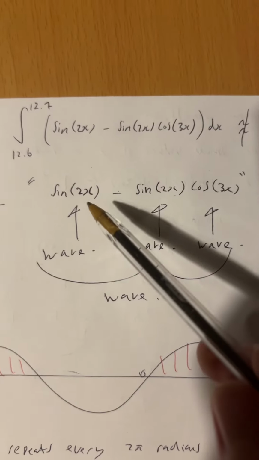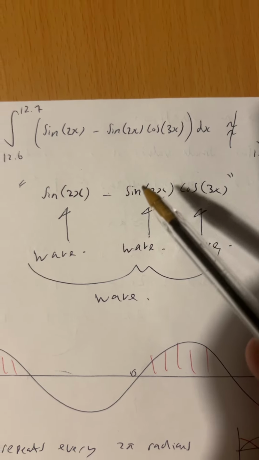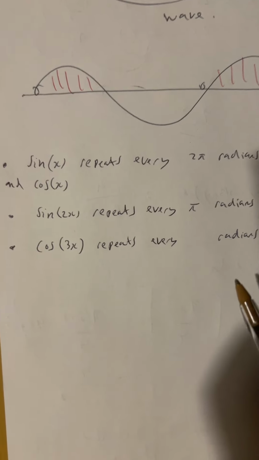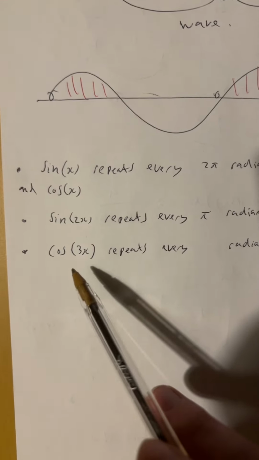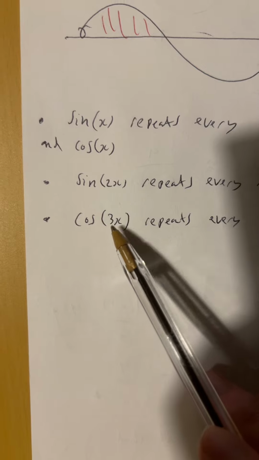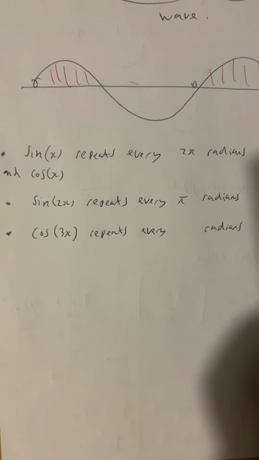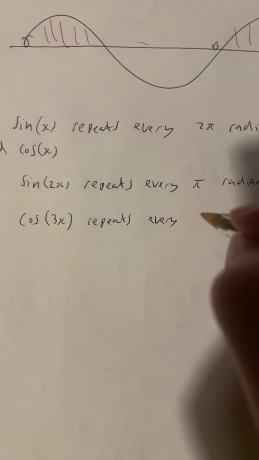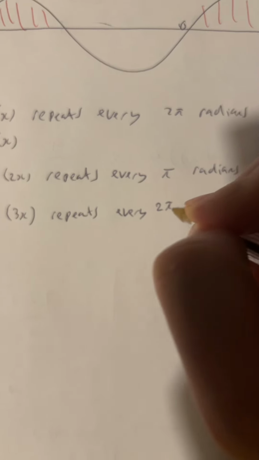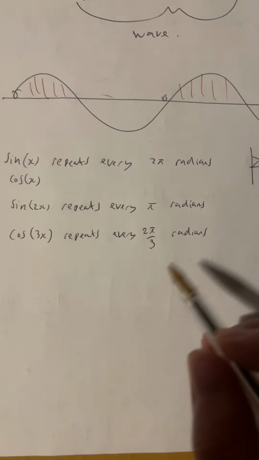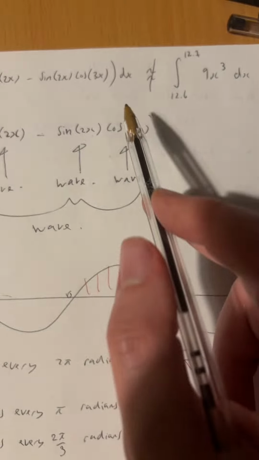So again, we know that these sine 2x's repeat every pi radians. What about this cos 3x? So cos 3x is going to repeat every 2 pi over 3 radians. Why is that? Well, a cos graph repeats every 2 pi radians. When you put the 3 inside the function, so f of 3x, you squish the graph in by a factor of 3 parallel to the x-axis. So the period is going to be 2 pi divided by 3 because you third all the x values. So this is going to be your period for this cos 3x.